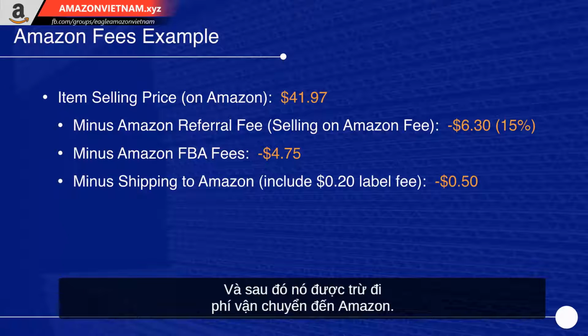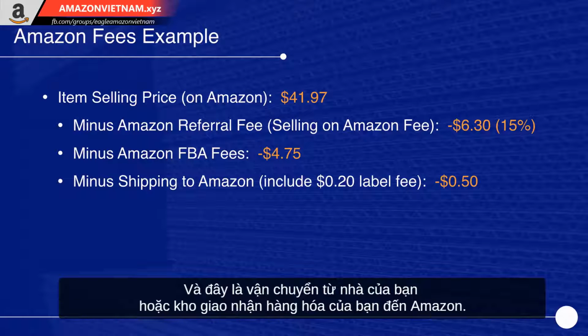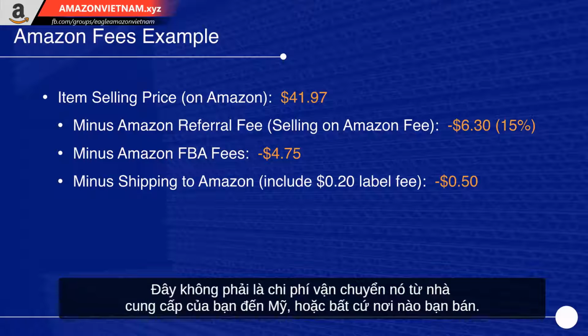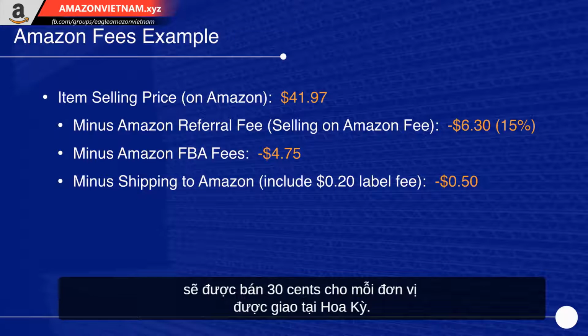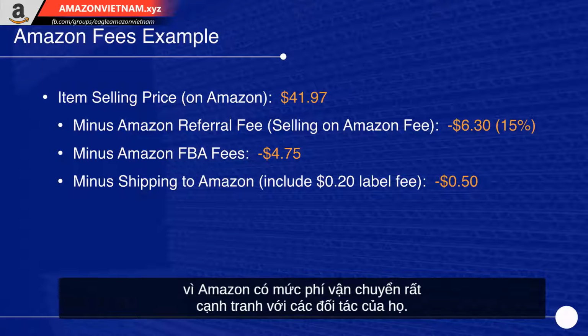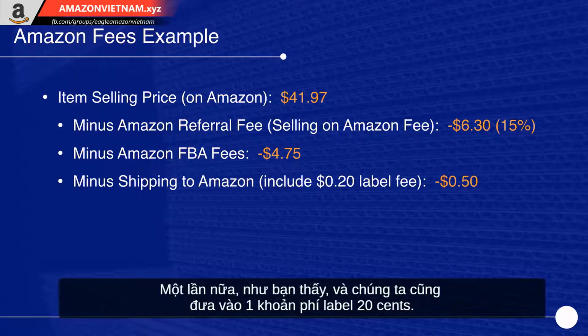And then it's minus the shipping to Amazon. And this is the shipping from either your house or your freight forwarder's warehouse to Amazon itself. This is not the cost of shipping it from your supplier to the US or wherever you're going to be selling. Now, we're going to estimate that most products are going to be about 30 cents per unit to ship within the United States because Amazon have a very, very competitive shipping rate with their partners, again, as you'll see. And we're also including a 20-cent label fee.